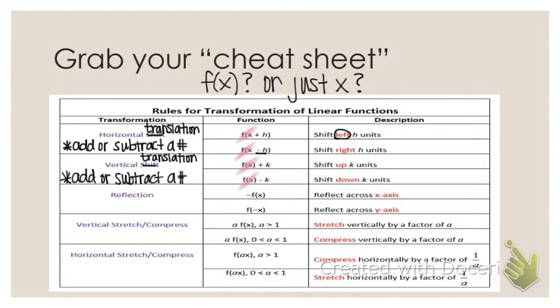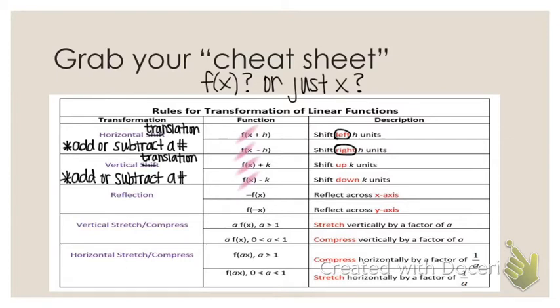What direction is usually negative on the x-axis? The left. But look at what direction you're actually moving. To the right. So be very careful. If you identify it as a horizontal translation, be very, very careful when you're choosing your direction.